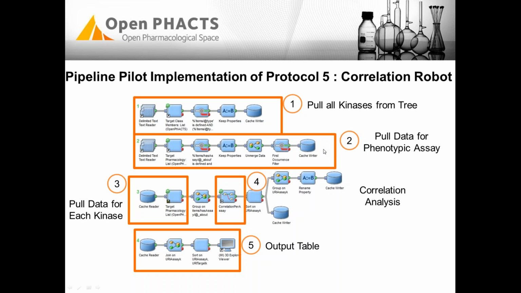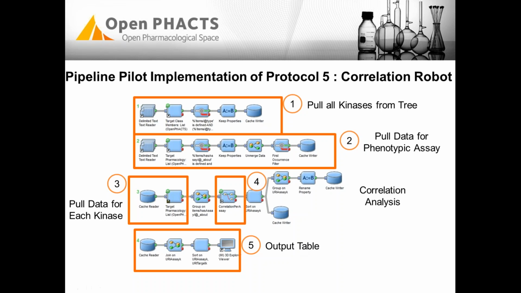Then you pull in the second data stream, the phenotypic assay data, and put it into a cache. And then you do the following. You read each kinase. For each kinase, you pull all target pharmacology via the API call, and you get all assays for that kinase. And then you group by assay. So for each assay, for each kinase, you do the correlation of your phenotypic data with that particular assay you have just pulled.